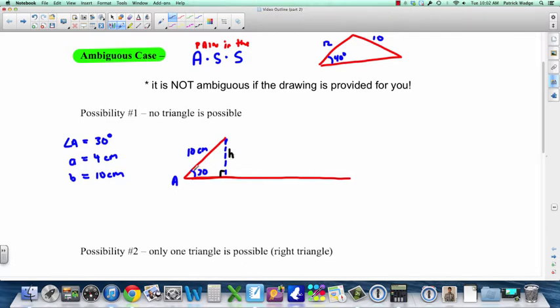So let's look from the 30 degrees. This side is opposite, and this side is the hypotenuse. Opposite and hypotenuse, which one's that? It's sine. So sine 30 equals the opposite, which is h, over the hypotenuse, which is 10.